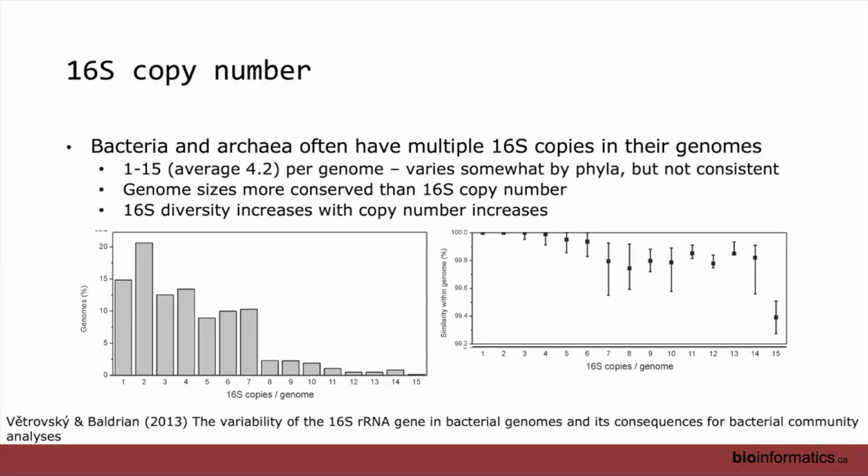You also find that 16S diversity increases with copy number. Often the 16S copies that a particular bacterium has will not each be identical to one another. And so sometimes this is why you might be seeing a lot more ASVs than you're expecting if you sequenced a mock community or something like that.